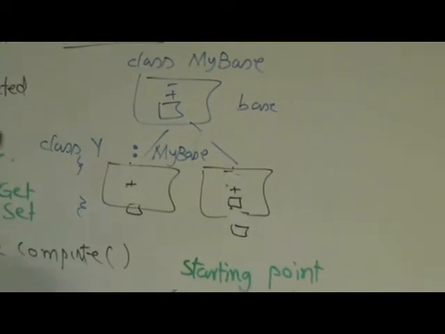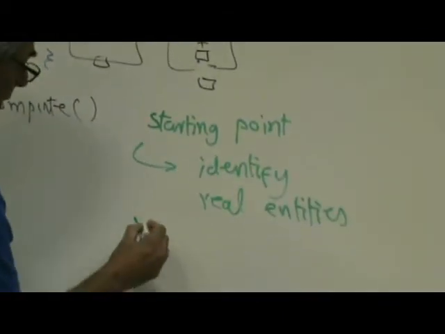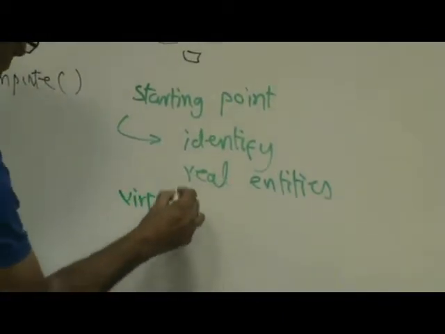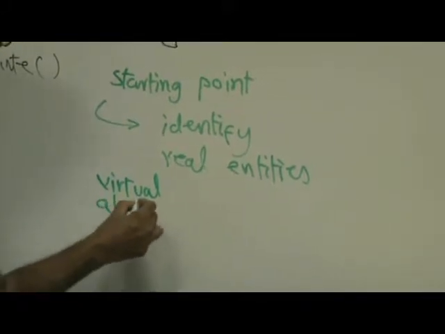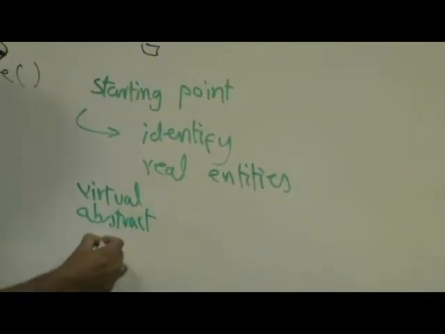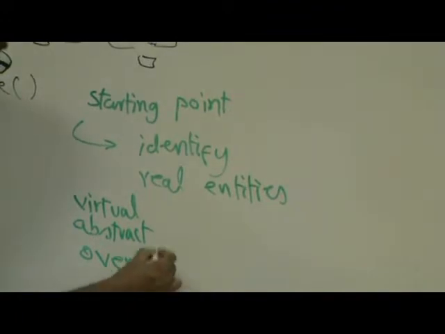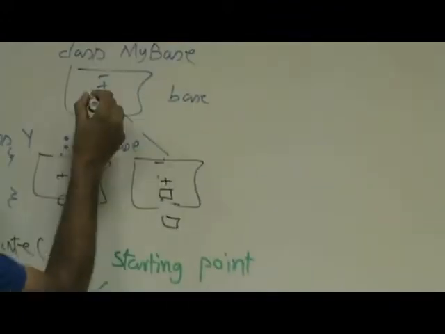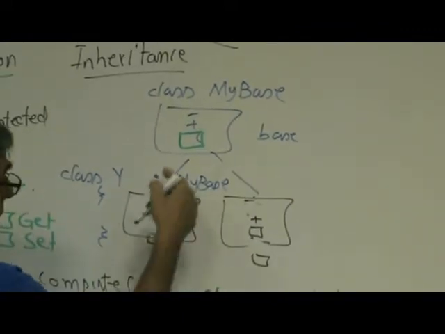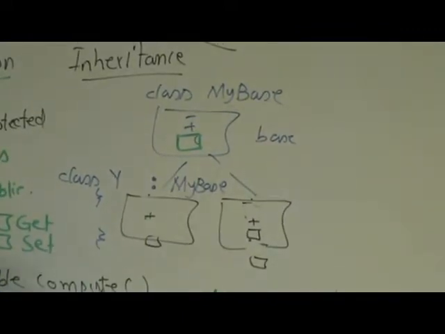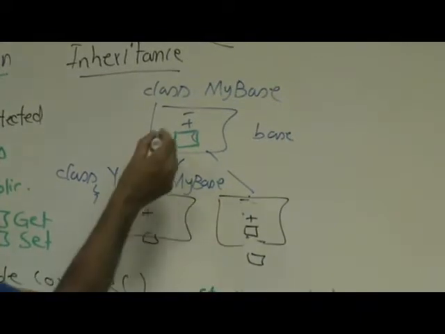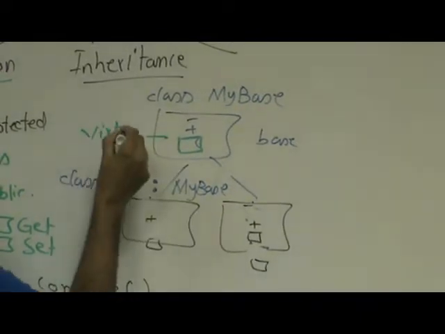Okay, what were those keywords? For example, virtual, abstract, and override. Okay. So virtual: if this is the top level method over here that we moved over here, and there is real code in it, we'll mark it as virtual.